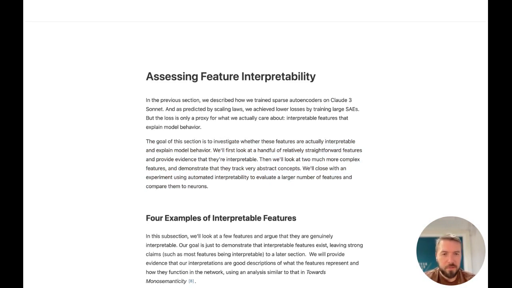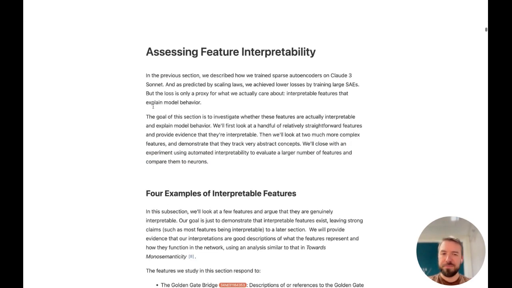We'll first look at a handful of relatively straightforward features and provide evidence that they're interpretable. Then we'll look at two much more complex features and demonstrate that they track very abstract concepts. We'll close with an experiment using automated interpretability to evaluate a large number of features and compare them to neurons. So at the beginning, when I said that features are kind of like neurons, this is very much not true. What they mean by features here is something else. These are nodes in this new thing that they trained.